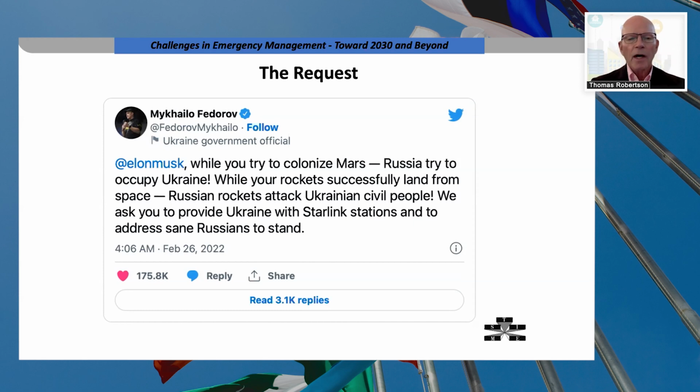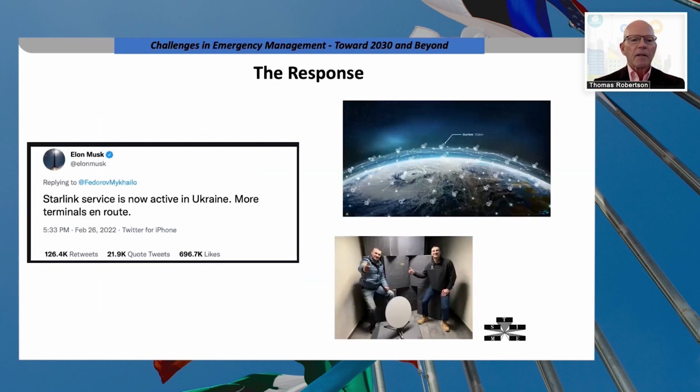So that was the request. The response was pretty rapid. This is Elon Musk's response, saying the Starlink service is now active in Ukraine, more terminals en route. And notice the time, it's only about 12 hours later, 5:33 p.m. on February 26th.